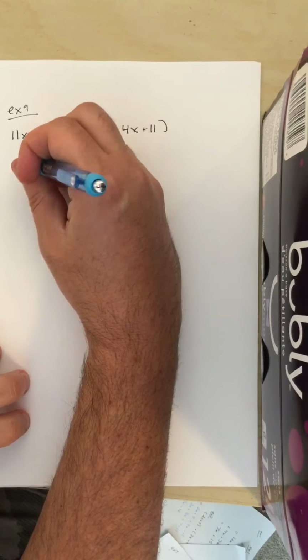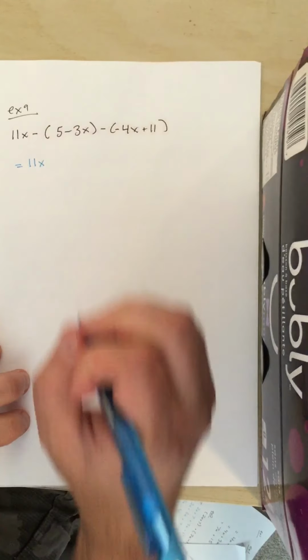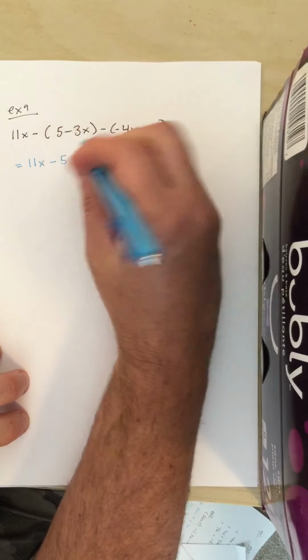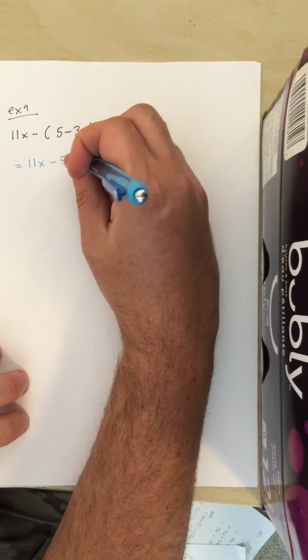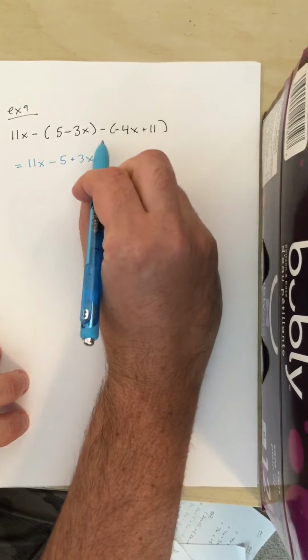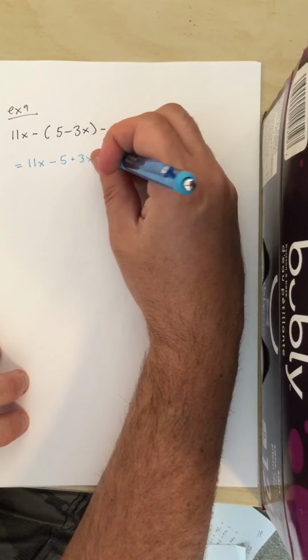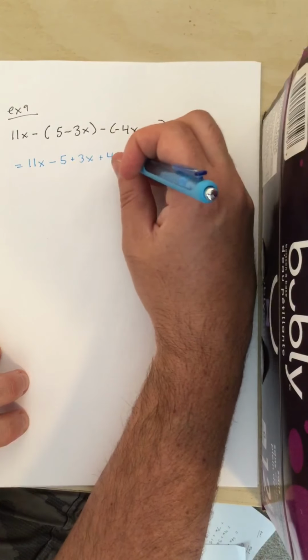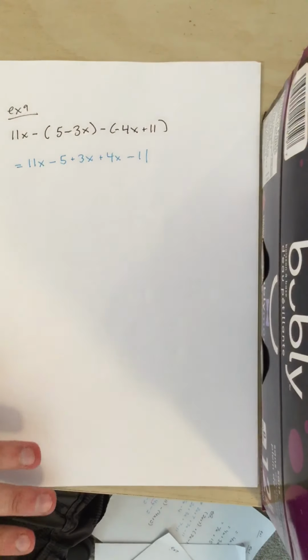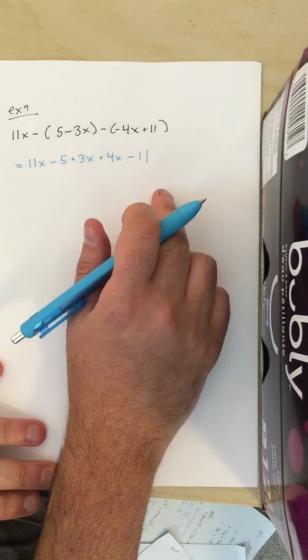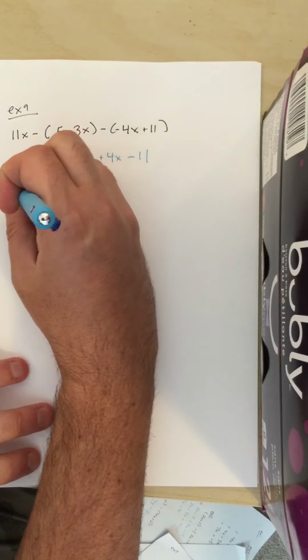Nothing in front of the 11x, so we're just going to rewrite it. There's a negative in front of this, so we're going to have to switch everything in the bracket. So the 5 becomes negative 5. The negative 3x becomes positive 3x. There's a negative in front of this bracket, so everything is going to have to change. The minus 4x becomes plus 4x. The 11 becomes minus 11. That's the most difficult line. So if you have this one, things are going well.